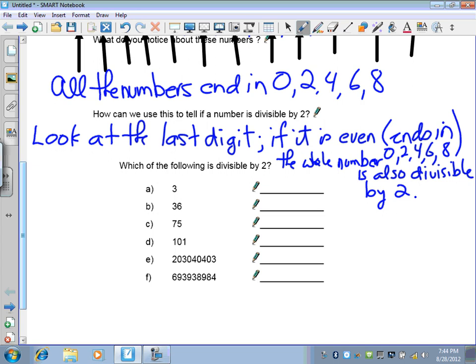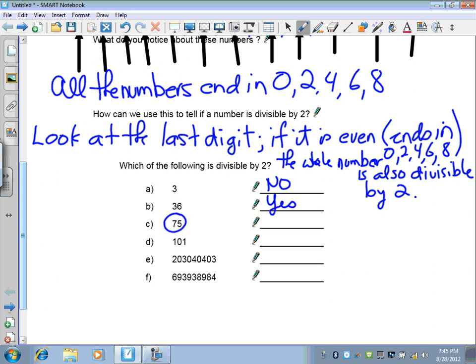Take a look at the first one, A, 3. Now, is 3 ending in a 0, 2, 4, 6, or an 8? No, it isn't. Can you take 3 items, like 3 pencils, and divide them up without breaking the pencils and have equal on each side? No, you can't. You're always going to have 1 left over. So this one is a no. 36 ends in a 6. That's in our list, so that's a yes.